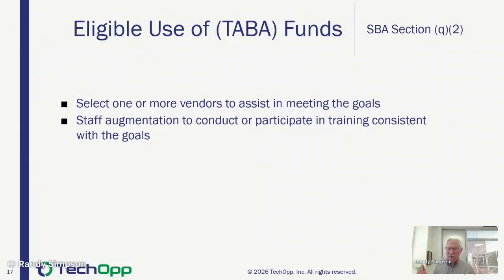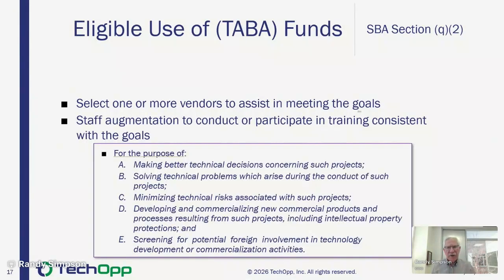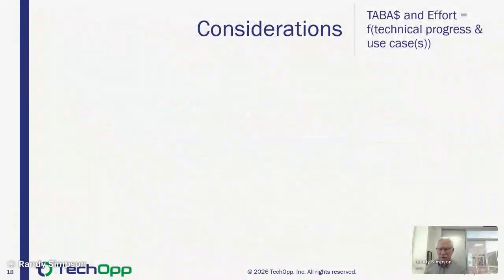And then what was added this time was a staff augmentation to conduct or participate in training consistent with the goals. So here are the goals. Remember, we just showed those before. So this is how you can use TABA funds, a very high level description of how they're used. Let's look at each consideration.